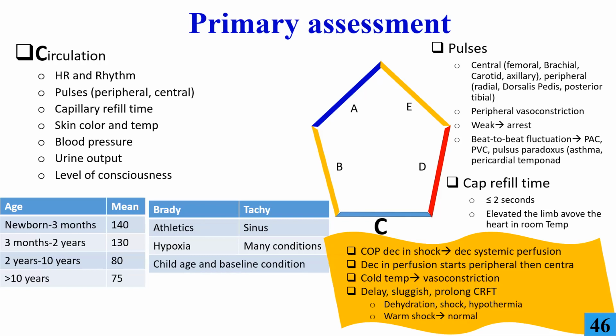So it's very important to measure the cardiac output because it decreases in shock, and this results in decreased perfusion to the organs. Usually the decrease starts with the peripheral, then central. And usually it starts with the less important organs before the serious organs. And remember, when there is cold temperature around the baby, there is vasoconstriction, so the perfusion might mislead you.